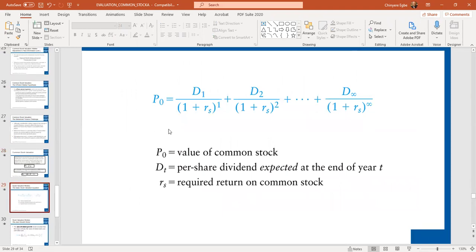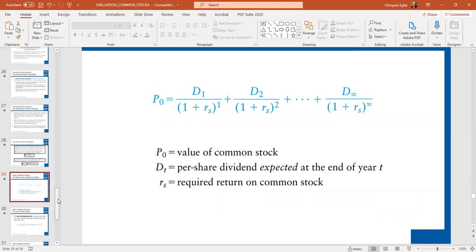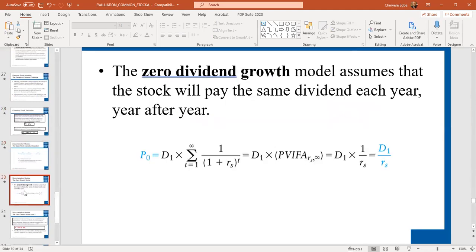Now, the price of a stock depends on the discounted value of all future dividends to infinity, which we're not going to use as a formula, but conceptually, this is what it is. The price of the stock at any point in time is the expected dividends over time, D1, D2 on to D forever, discounted at RS, the required rate of return on the common stock. So as a shareholder, what will motivate you to invest in a share?